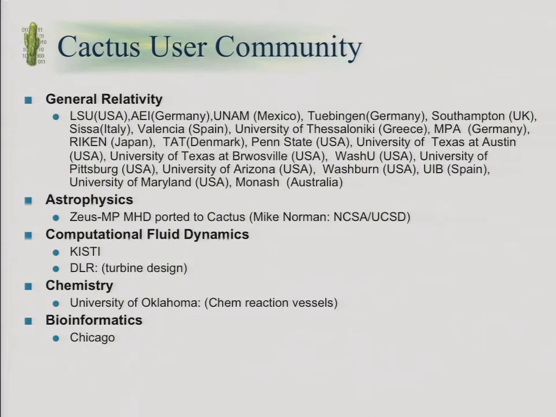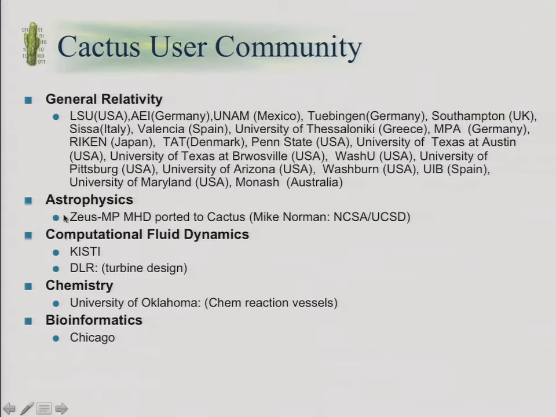So if you go to the Cactus toolkit, cactuscode.org, it's an LSU website. We still have the AEI, the Albert Einstein Institute developers around, but pretty much every general relativity group in the US and Europe has Cactus as part of the tools in their toolkit.